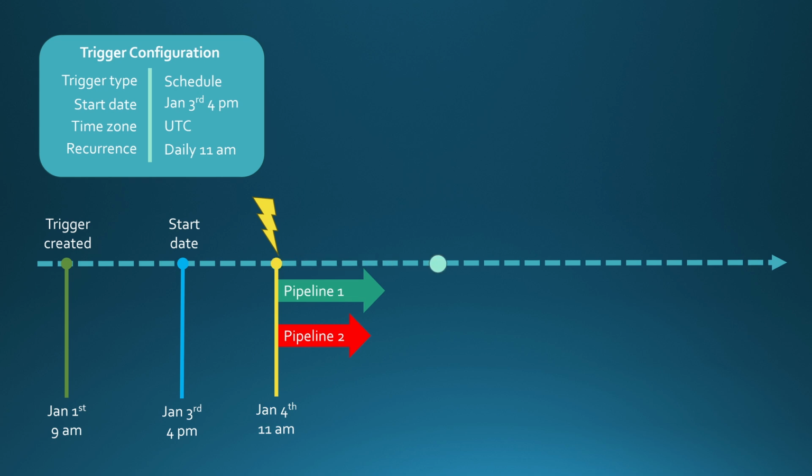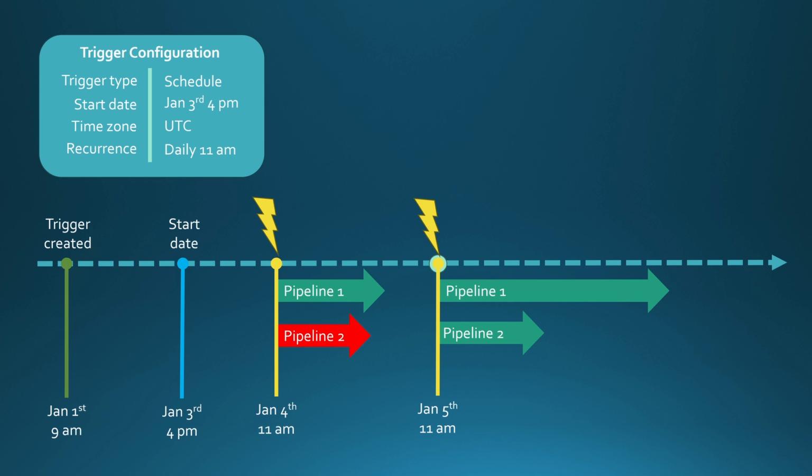Then our second execution will happen on January 5th at 11 a.m. and again two pipelines, pipeline 1 and 2, are being executed. Now let's move forward to January 6th at 11 a.m. and our pipeline 1 is still running when our trigger is executing. However, our trigger doesn't care about the pipeline still running.